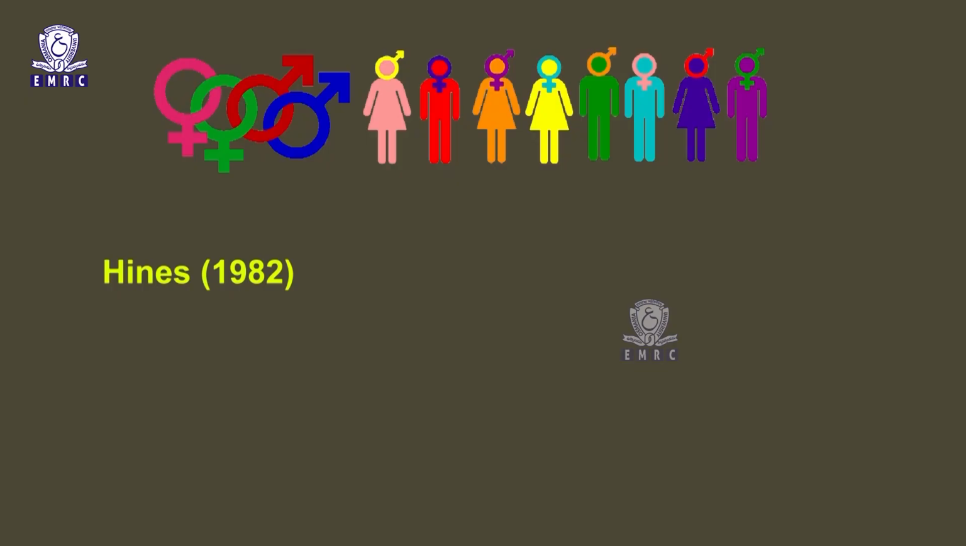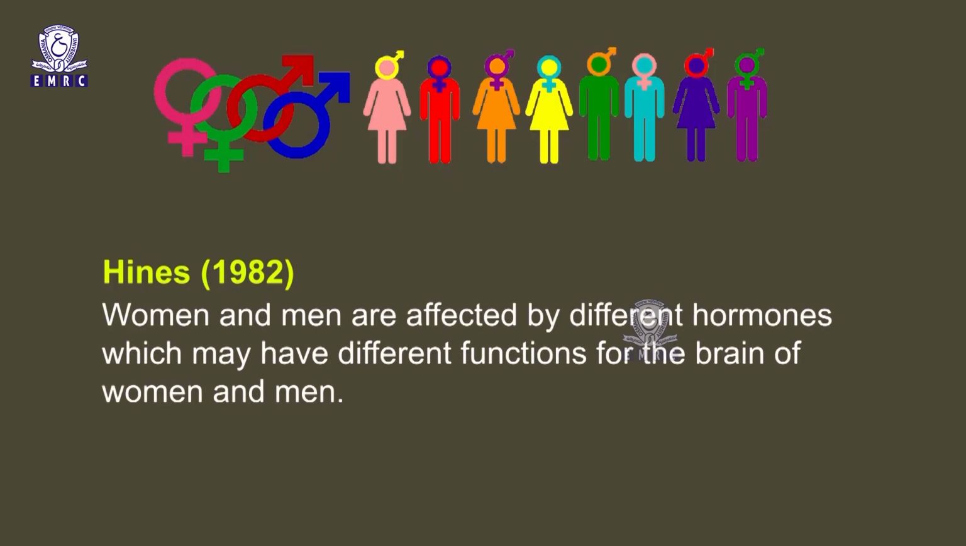The biological theory tries to understand differences between women and men through biological basis. Sociologists believe in the importance of physical and biological differences between women and men as the factors for gender roles. Hines believes that women and men are affected by different hormones which may have different functions for the brain of women and men. So, this theory explains that people accept different roles because of different biological functions that their bodies have as women or men.